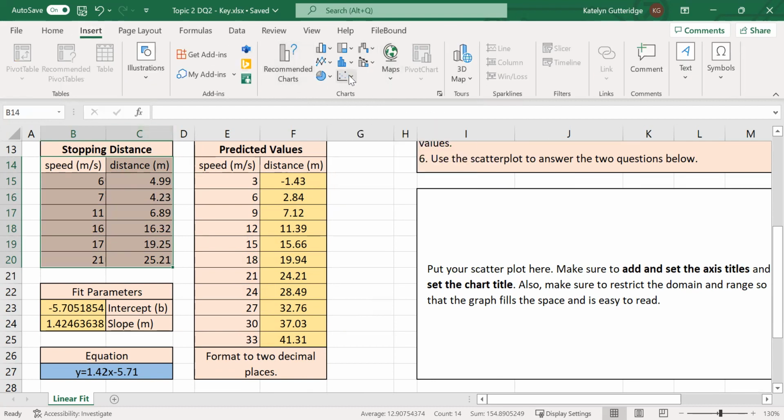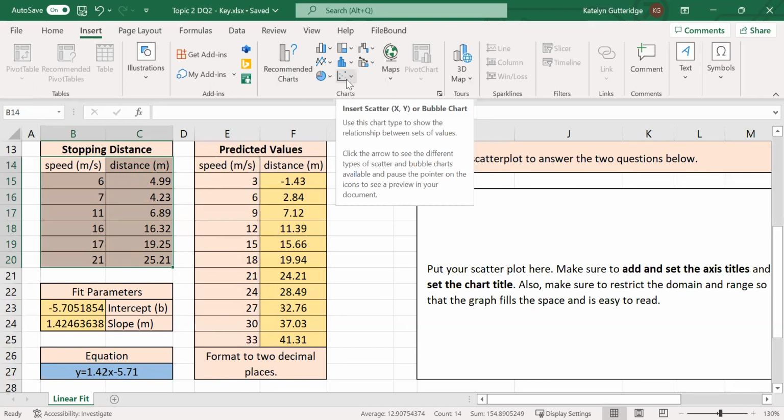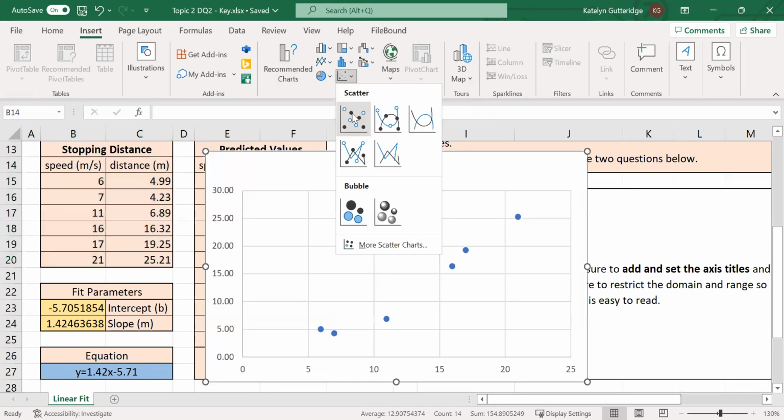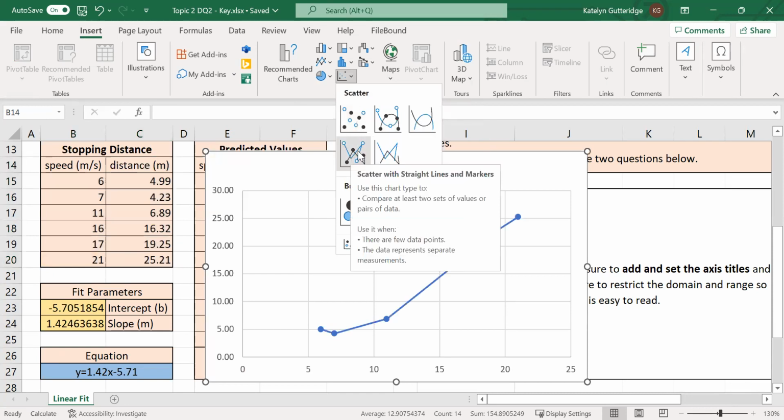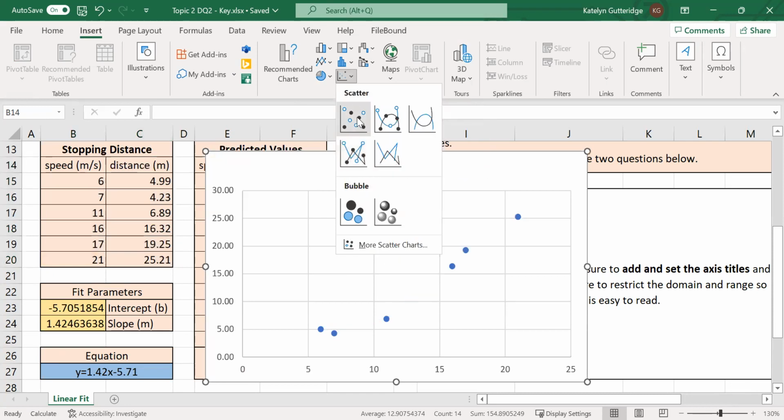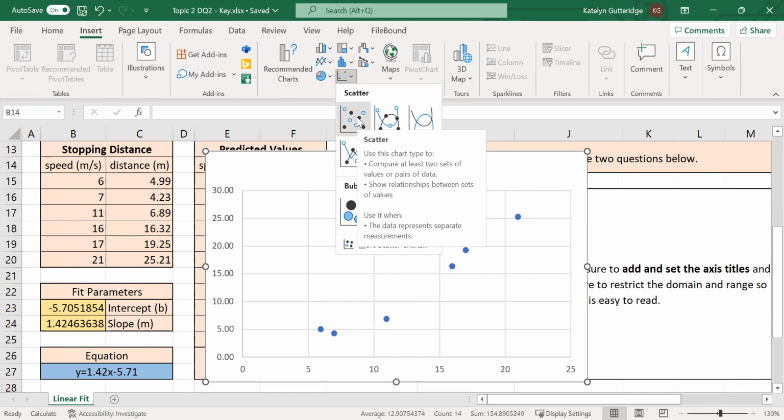I'm going to find that scatter plot, which is in the middle bottom. It's all the dots. And this time I want to choose the first one. Do not choose the one with the lines because it's not a smooth line. We don't want to see that. We want to see the dots for right now, and then we'll insert the trend line. So I'll create my chart.